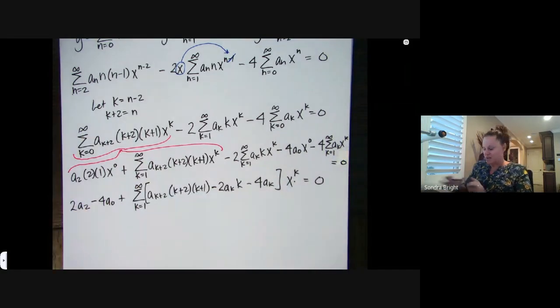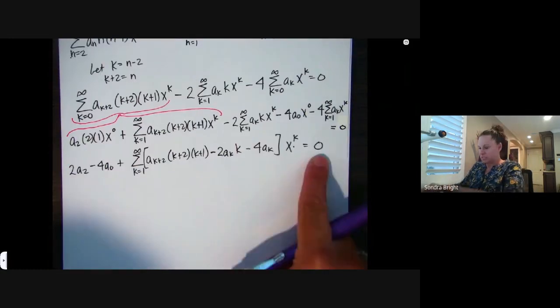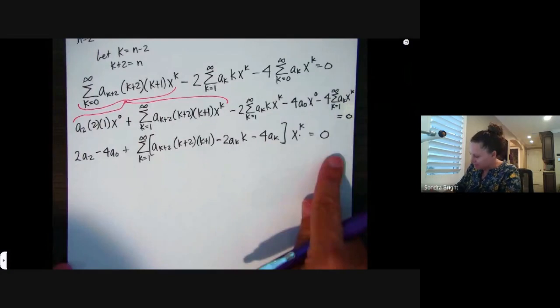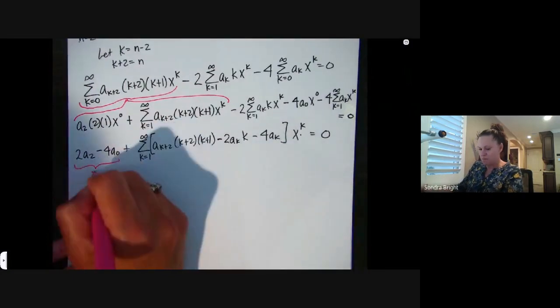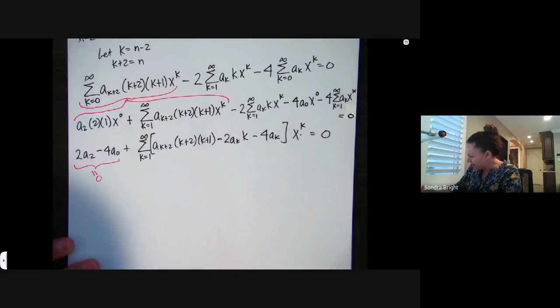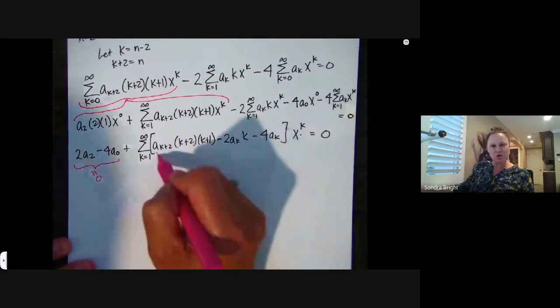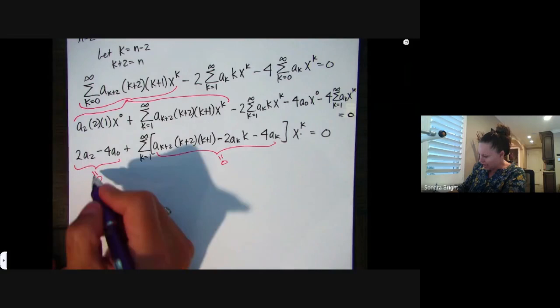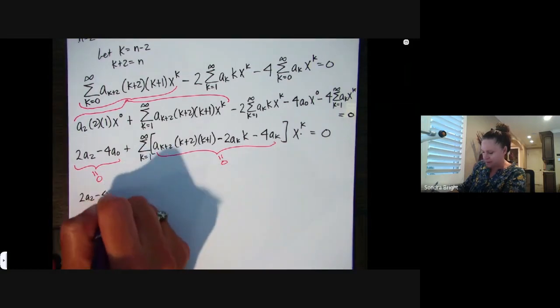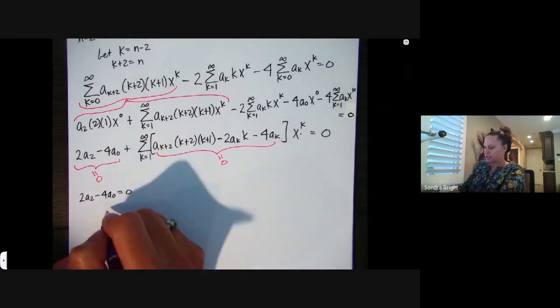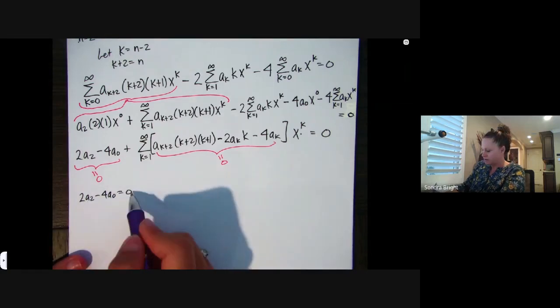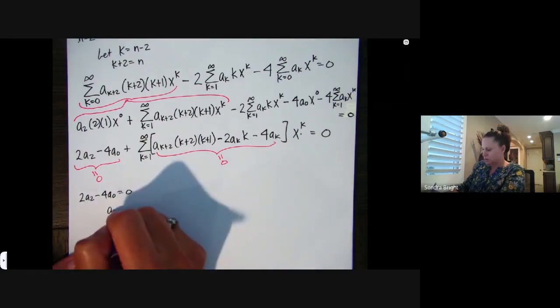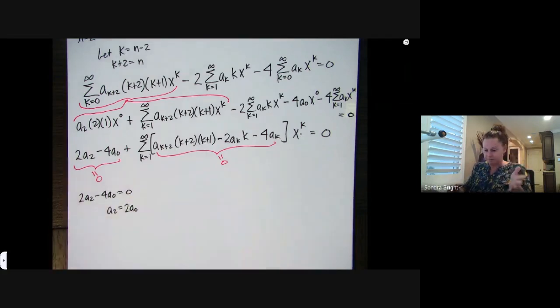Okay. So now you've got equal 0. So I'm going to equate coefficients. That means that this guy must equal 0, and this guy must also equal 0, since there's no x to the k over here, just a constant 0. All right, so we've got that 2a2 minus 4a naught is 0. So solving for a2, I would add 4a naught over and then divide by 2. So a2 is equal to 2 times a naught.